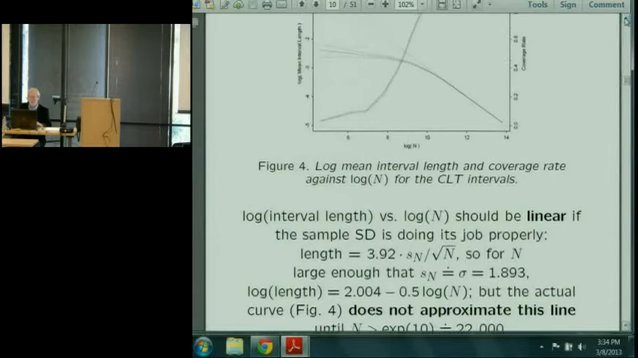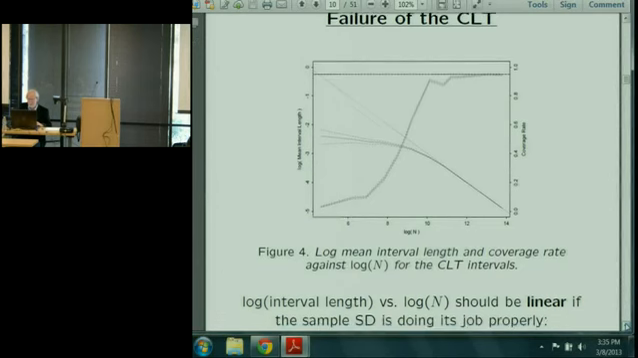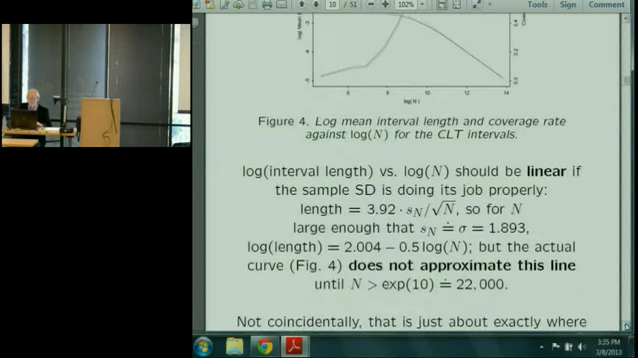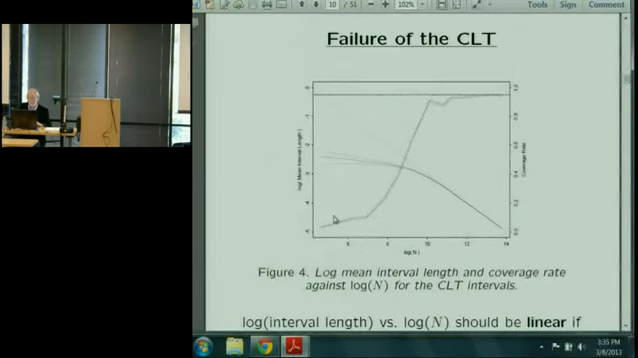Namely, the actual curve is this one that I'm showing you right here. As my mouse arrow goes along, that's the actual log mean interval length. It doesn't even approach the line until we get up to n to the e to the 10th power, roughly, about e to the 12th power. And e to the 10th is about 22,000 observations. Similarly, the actual coverage probability starts out near 0, and it doesn't get up anywhere near proper values until right about when the interval gets long enough.